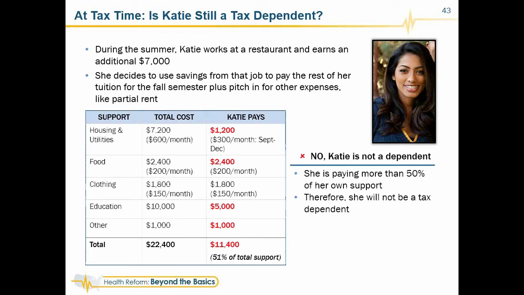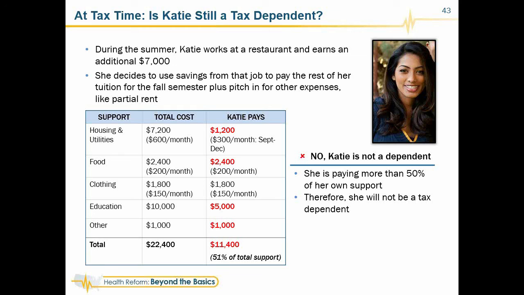So by the end of the year, we're looking at how much Katie is paid. And it turns out that Katie has actually paid more than half of her own support because she put that money toward education, toward random expenses, toward her food, toward housing. And so now that she's paying more than half of her own support, she's not her parents' tax dependent. But what do we do?